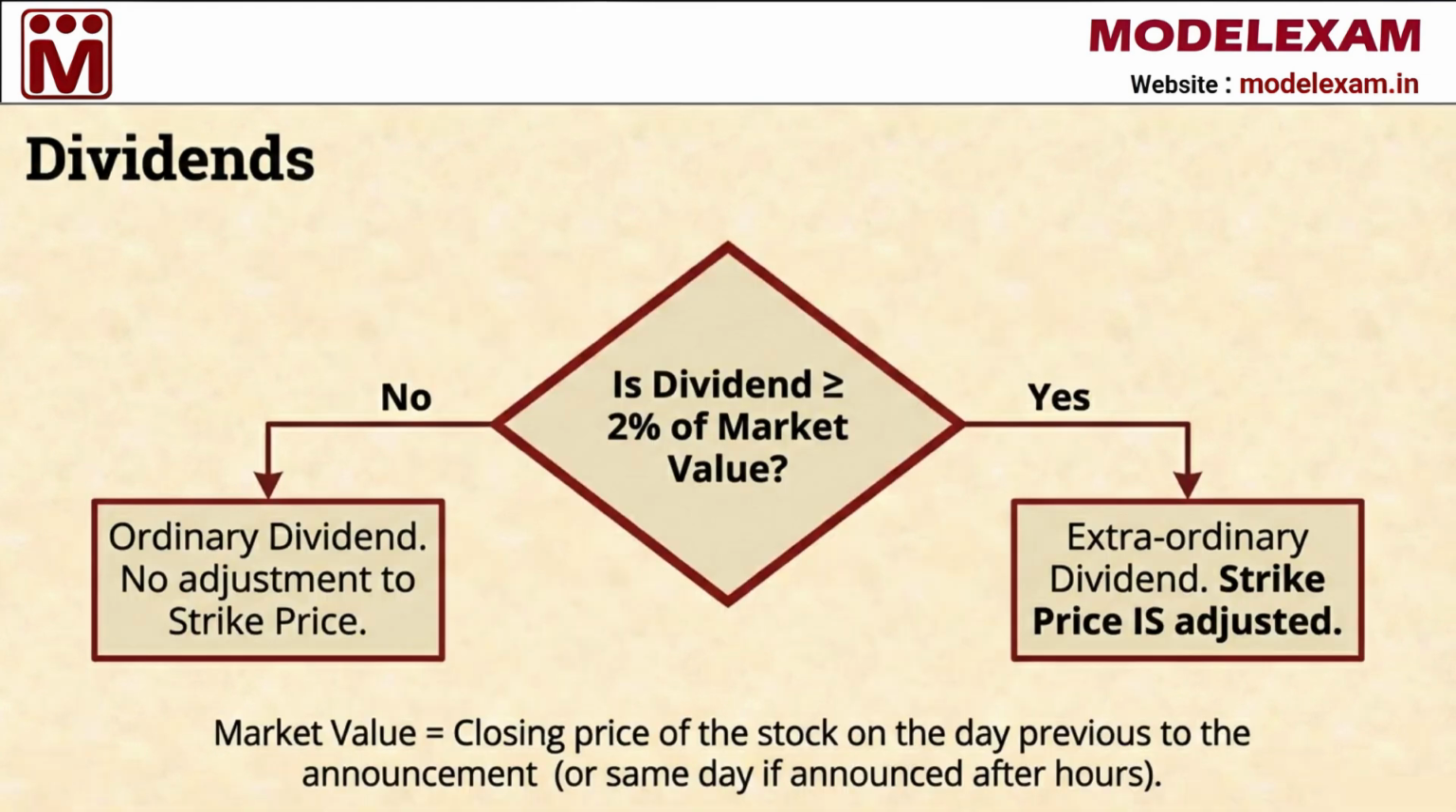Dividends also require adjustments if they are large enough. If a dividend is less than 2% of the stock's market value, it is considered an ordinary dividend and we do not change the strike price. However, if the dividend is 2% or more, it is called an extraordinary dividend. In this case, the strike price must be adjusted to account for the cash being paid out by the company.